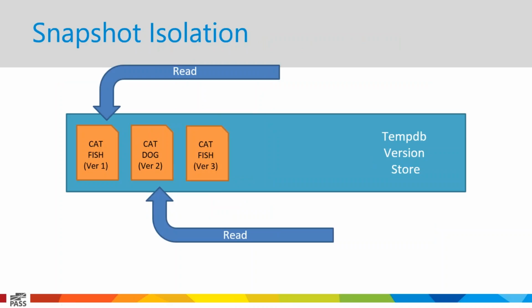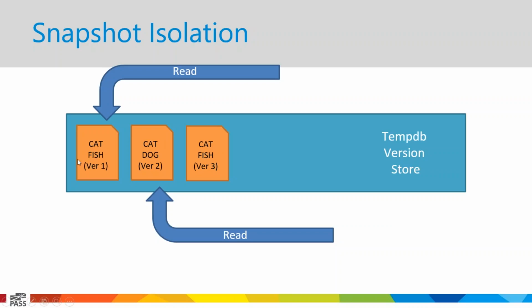Now the trick is you can have multiple versions. So let's say you've got multiple writes occurring, you've got multiple reads occurring, and they're occurring at different times. So you have a read that starts on version 1, then another write occurs, so now you have a version 2, and another read starts, and so it's reading version 2, and now you've got a version 3. So you can wind up with multiple versions of a page in the version store.